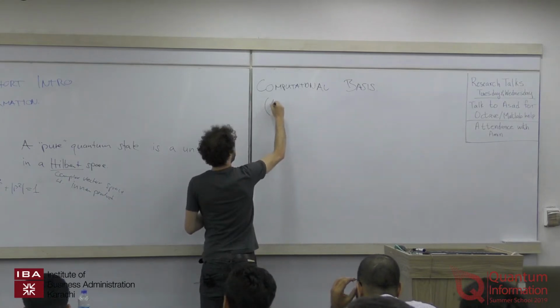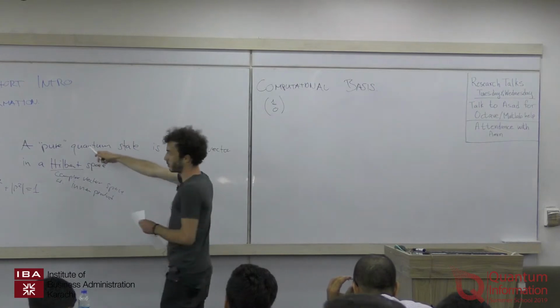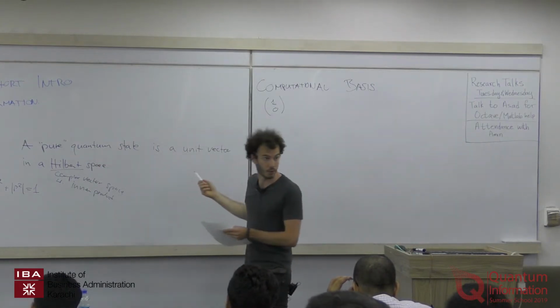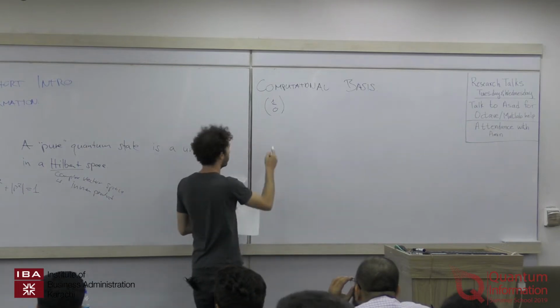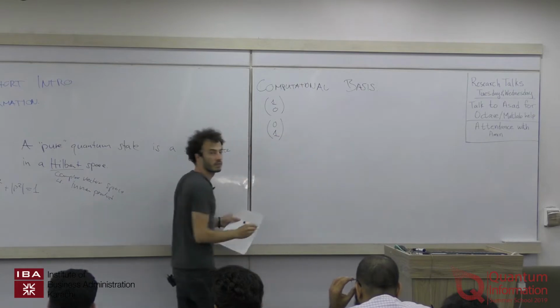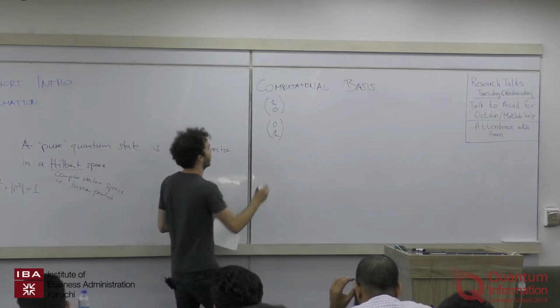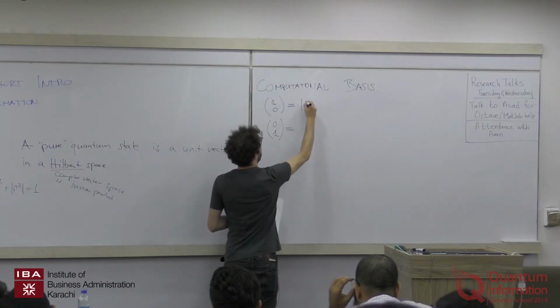And the two elements in that basis are this, which, according to this postulate, is a pure quantum state. It's a vector in a 2-dimensional Hilbert space and has length 1. And the other one is this. And this forms a basis, right? And we denote this actually by this symbol.